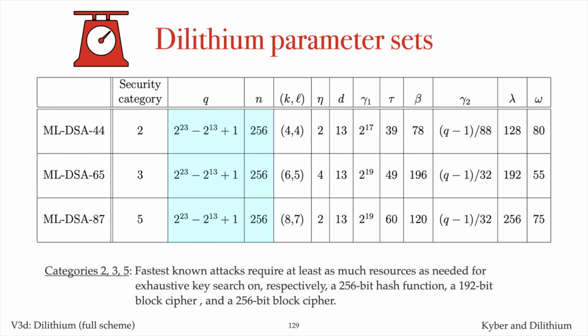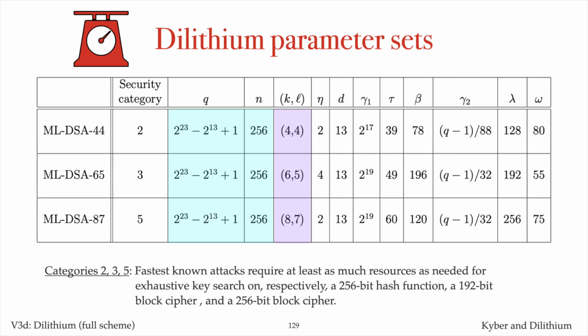Notice that all 3 parameter sets have the same values of Q and N, so they use the same polynomial ring. Even though the polynomial rings are the same, one gets increased security levels by increasing the size of the matrix A. So 4 by 4 for the first parameter set, 6 by 5 for the second parameter set, and 8 by 7 for the third. The 2 digits in the parameter names are the KL values.